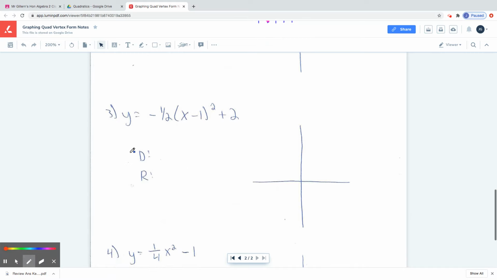All right. So for number 3, use those numbers. What would our vertex be here?